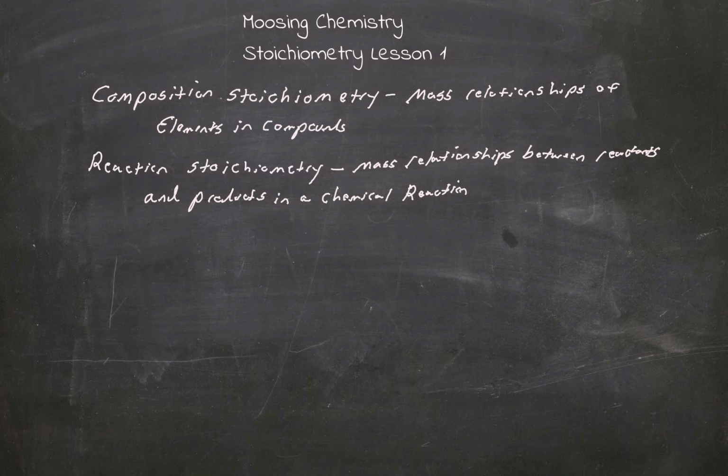One type of stoichiometry is called composition stoichiometry, and that's the mass relationships of elements in a compound. So, for example, if we're talking about sodium chloride, what is the mass of sodium in the sodium chloride? Or we might want to find the mass of the chlorine and its relationship to the total mass of the entire compound. That's what we're dealing with in composition stoichiometry, and we're going to see a lot more examples of these in further videos.